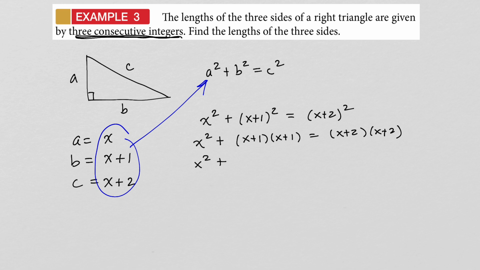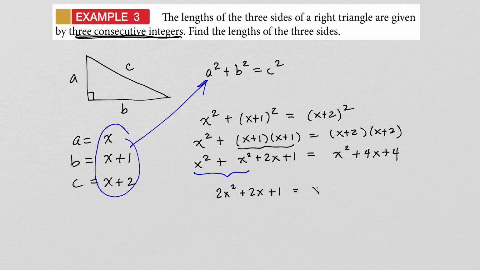And now I'm going to multiply this out. So I'm going to use the FOIL procedure, and I won't show all the details here, but we should get that. And then we'll use the FOIL procedure here as well. And now I'm just going to combine like terms. So x squared plus x squared is 2x squared. On the other side, there's nothing to combine.